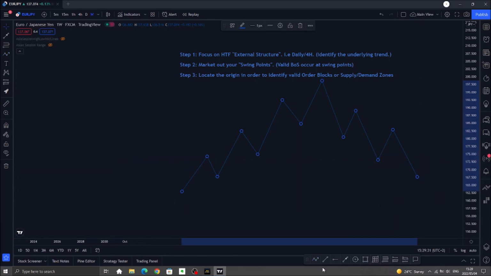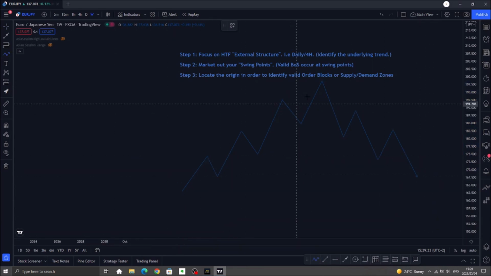And then you could easily see price action go from a bullish state to a bearish state and then back up to a bullish state. All right, so very simple stuff.